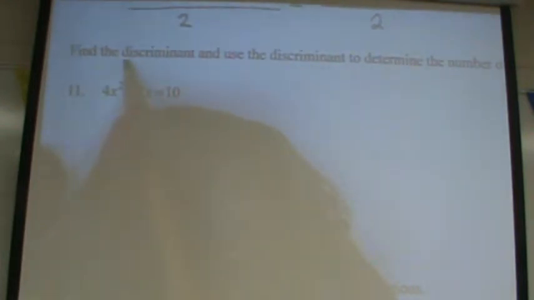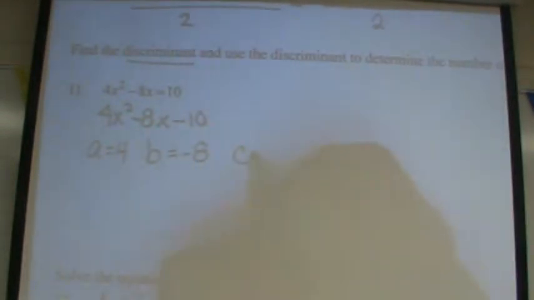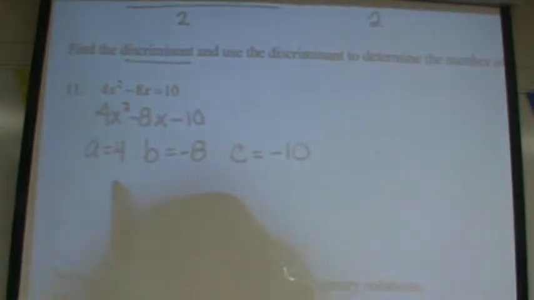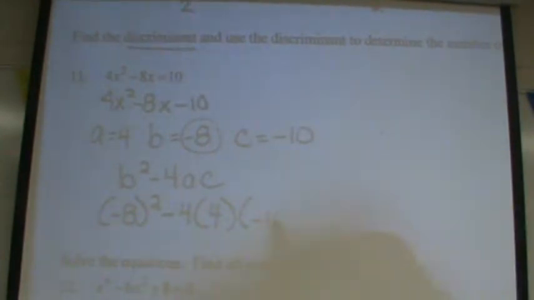In order to figure out what the discriminant is, this has to be in order. Okay, so your A value is 4, B is negative 8, and C is negative 10. The discriminant is B squared minus 4AC. So again, you're going to take negative 8 and square it. Minus 4 times your A value, which is 4, times negative 10.